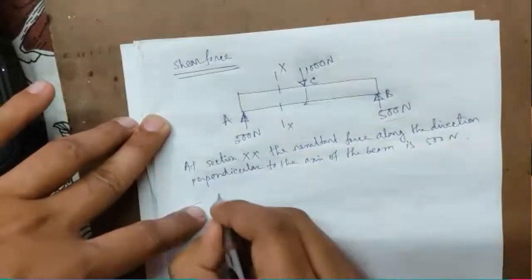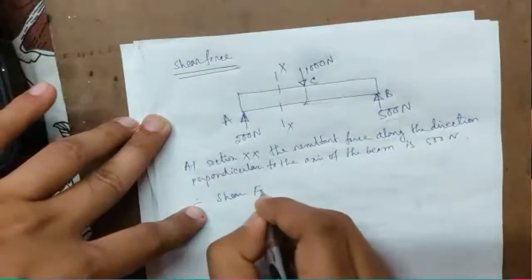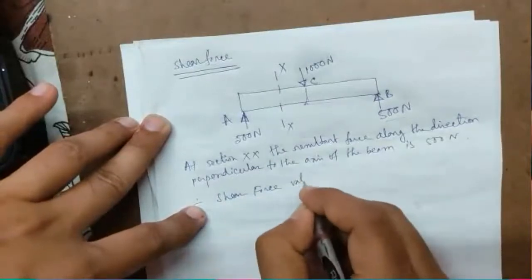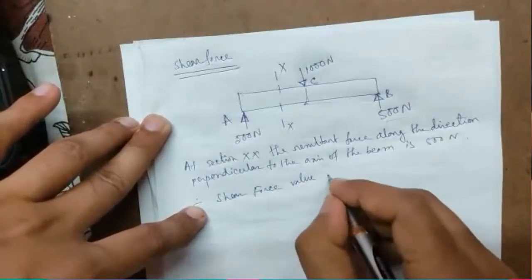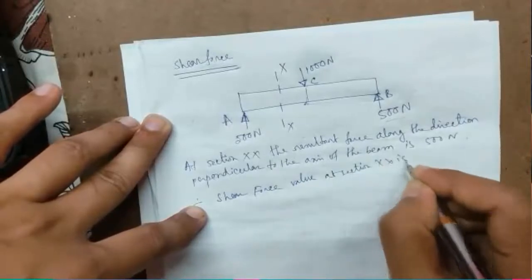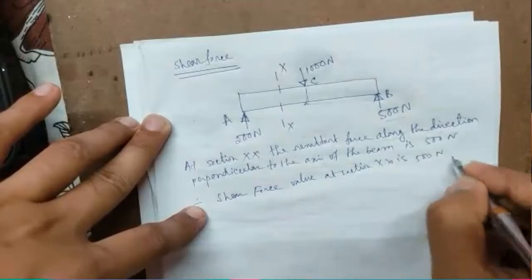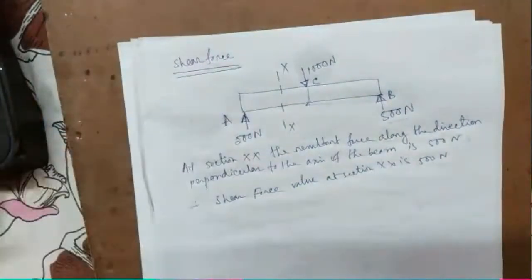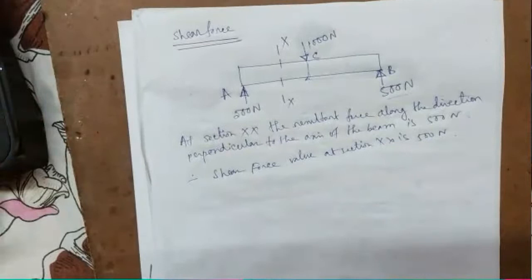Then we can say the shear force value at section XX is 500 Newton. Okay, we have not said any word about direction, about sign convention. We are just saying that the shear force is 500 Newton. Now we have a sign convention.